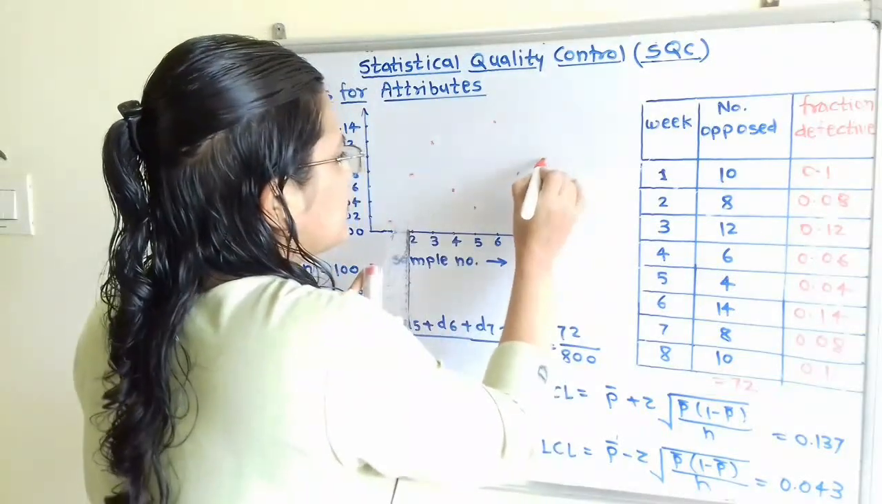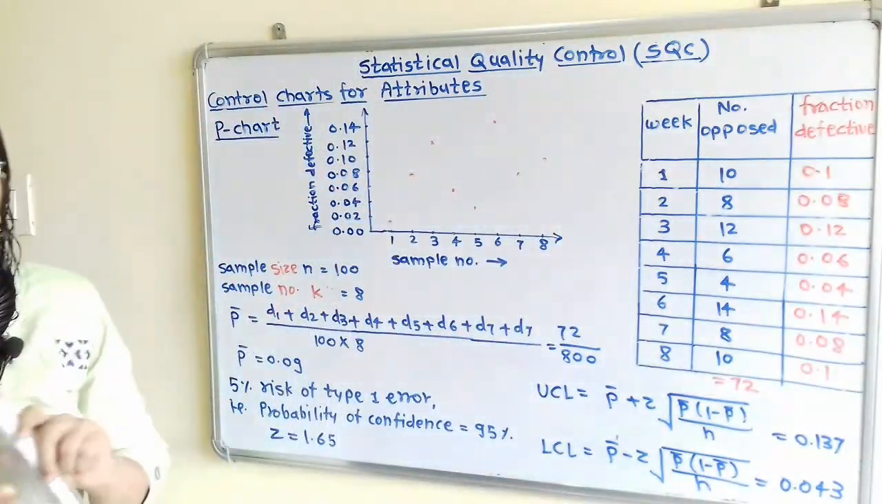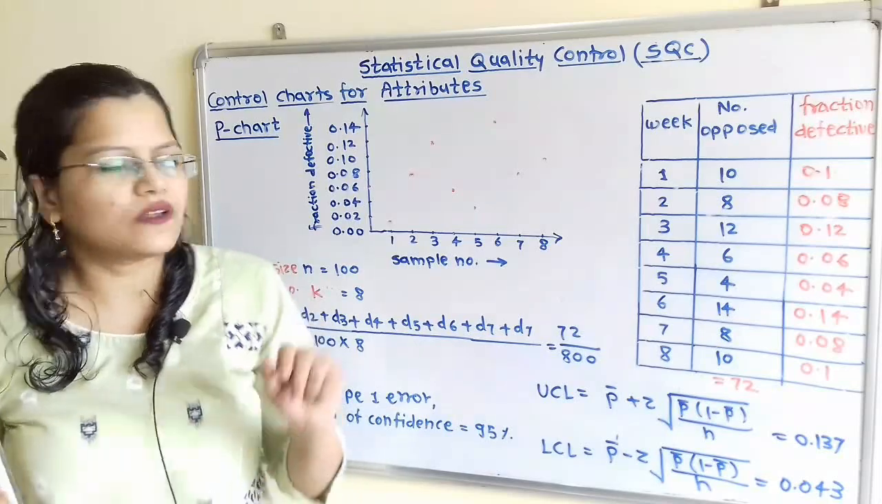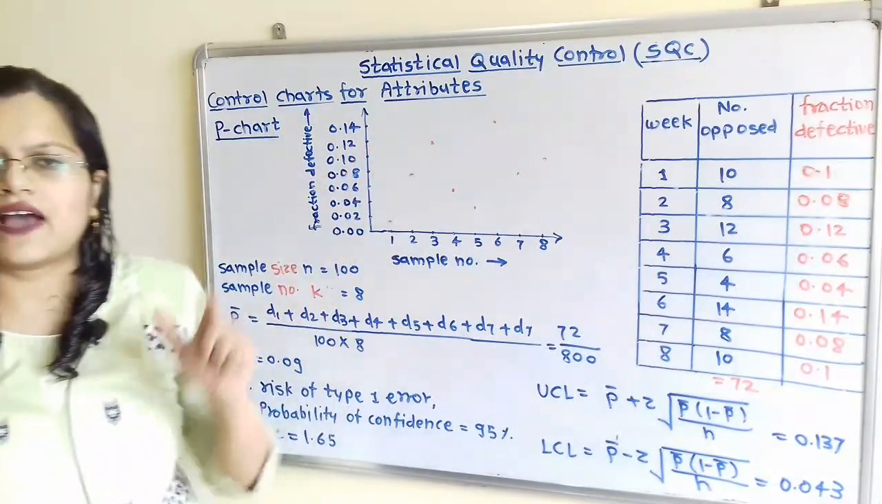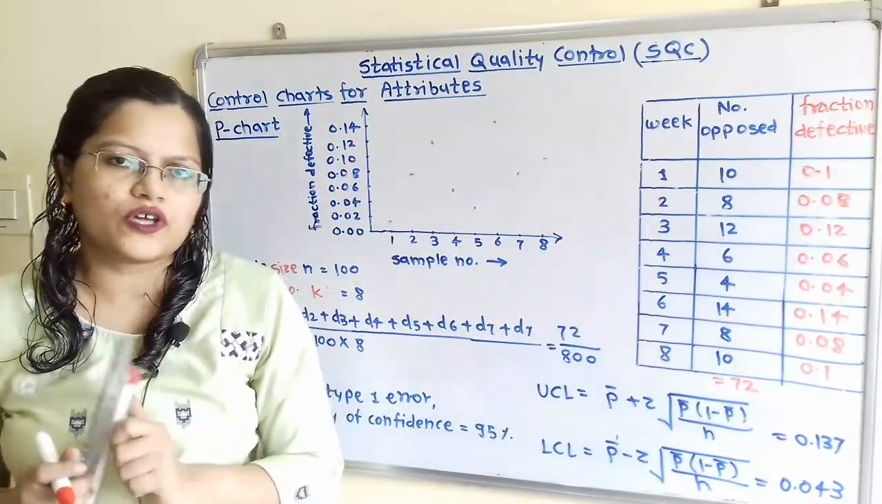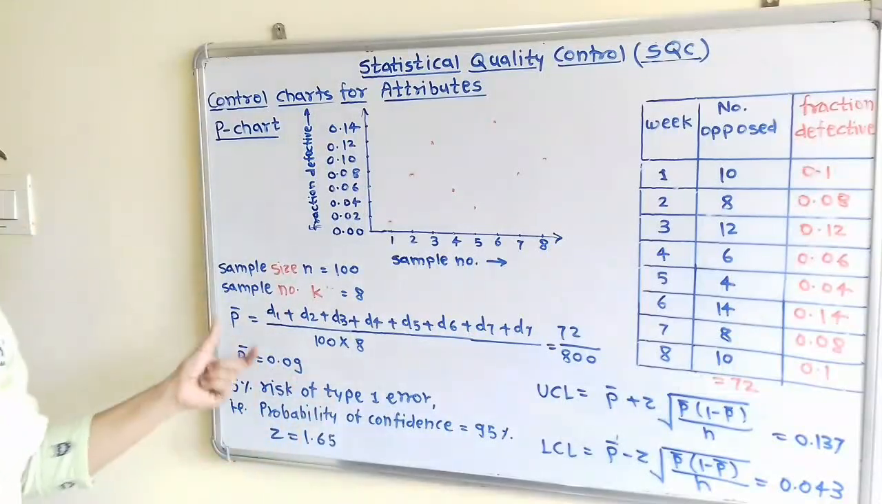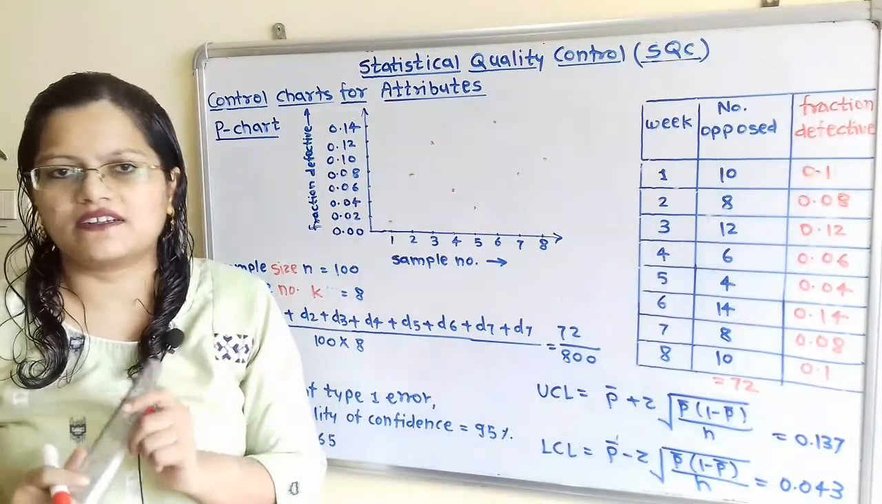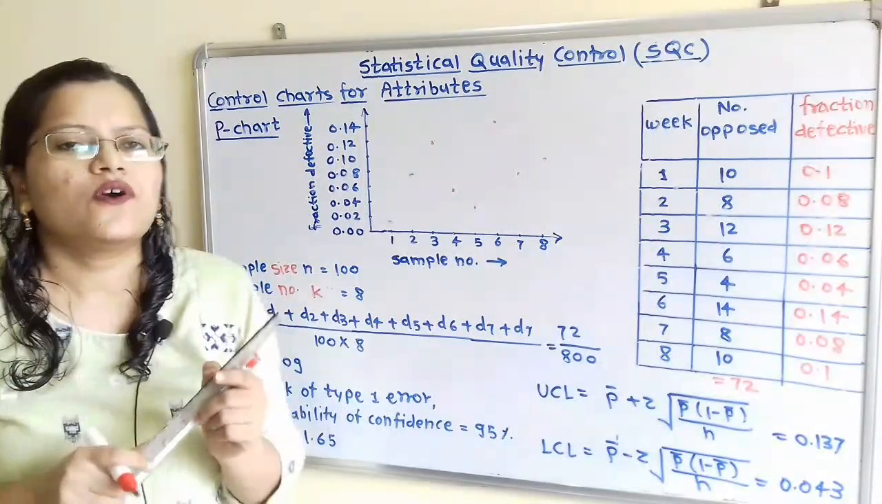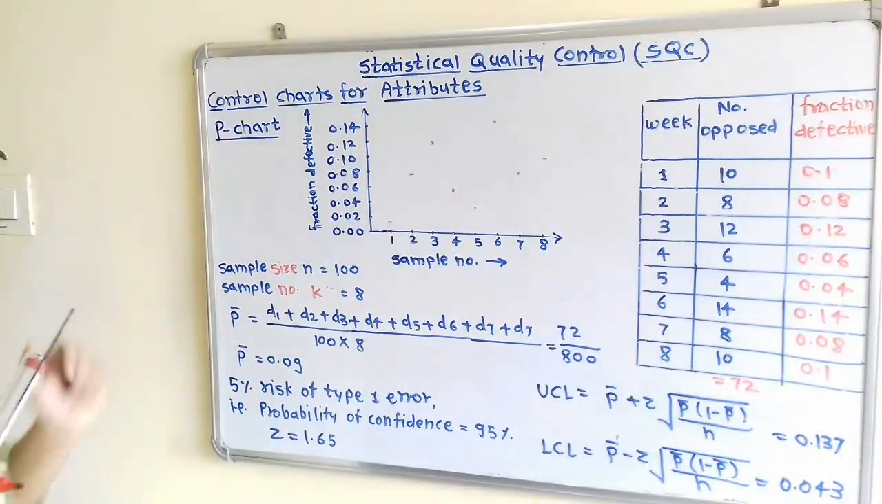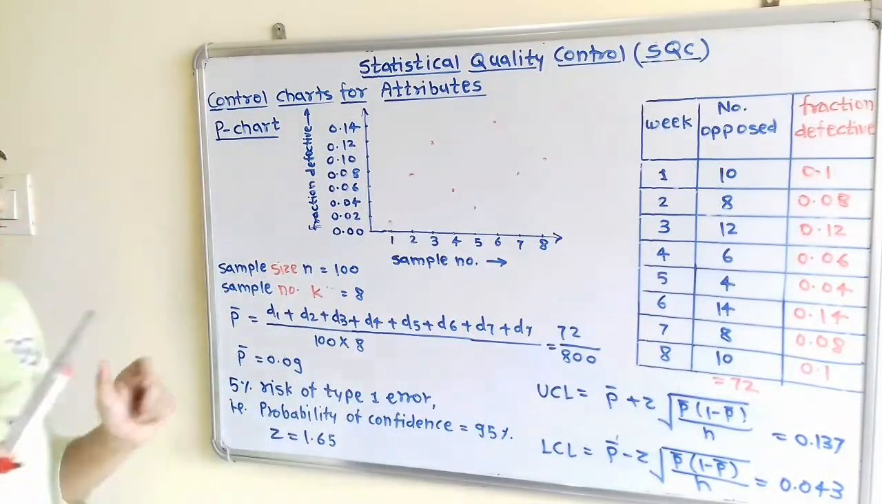So these are all the points that we have plotted. Now we have to decide whether all these points are within the control limits or not. For that we will first find the center line. What is the formula for CL? That is P bar. So how to calculate P bar?